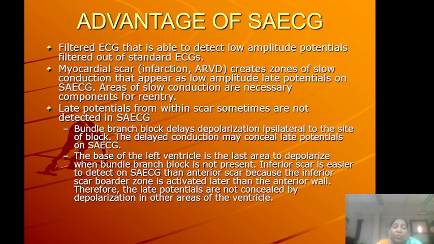In the case of bundle branch block, you can see right bundle branch block and left bundle branch block. This bundle branch block delays the depolarization ipsilaterally to the site of block. So the delayed conduction may be due to the late potentials which are seen on the SA-ECG signal.